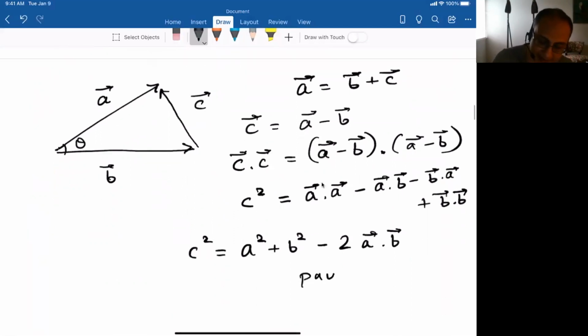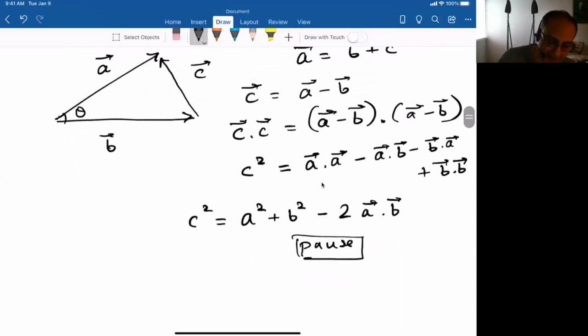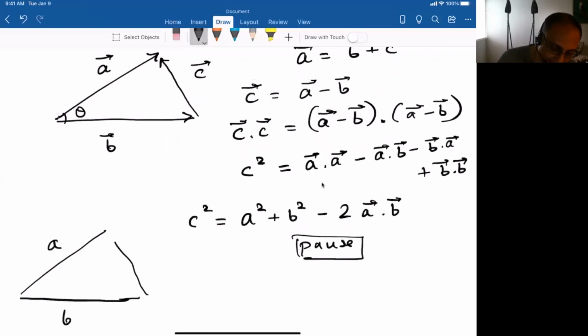All right, now let's pause this calculation for just one moment. And let's look at this triangle purely geometrically. What we have here is a triangle in which one side has a length A, another side has a length B, and the third side has a length C. And the sides A and B make an angle theta. Purely geometric fact. It's just a triangle here.